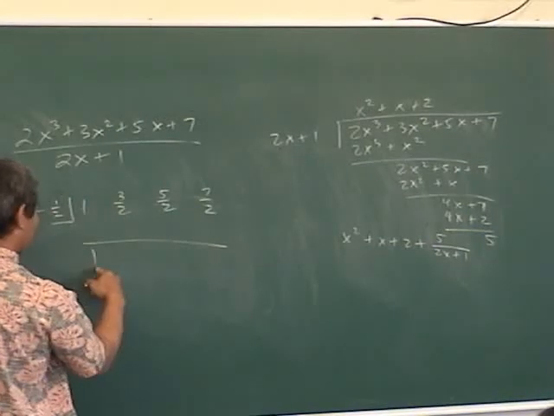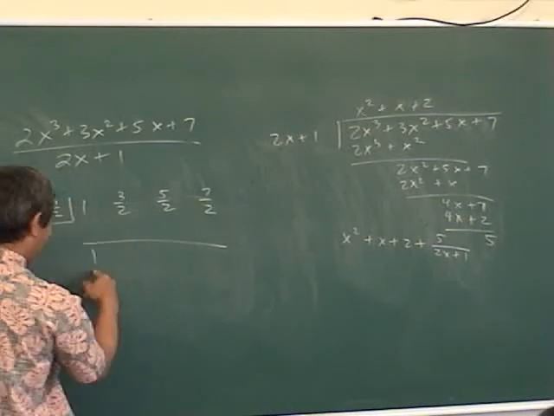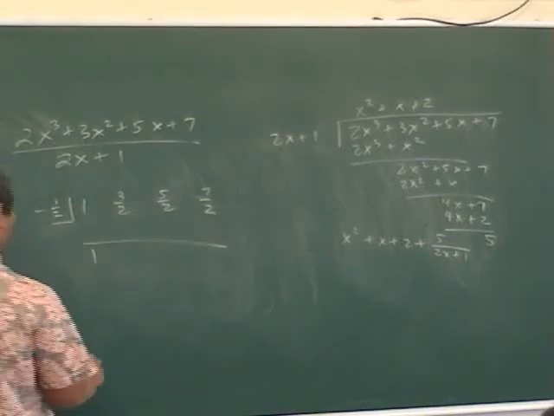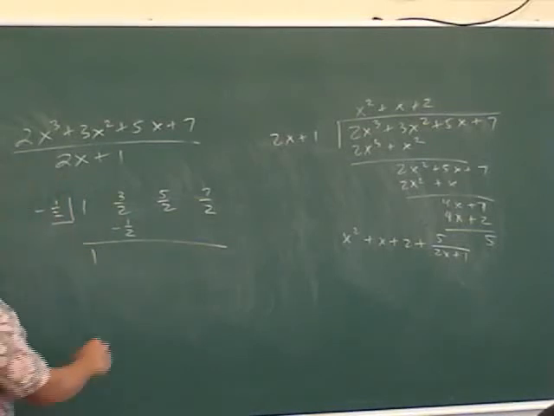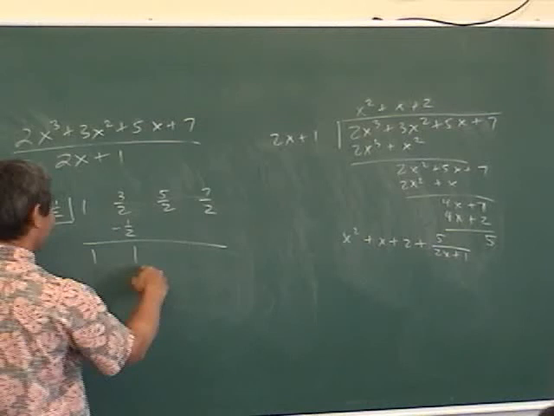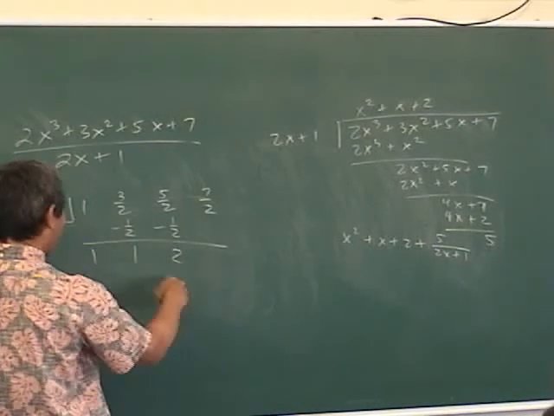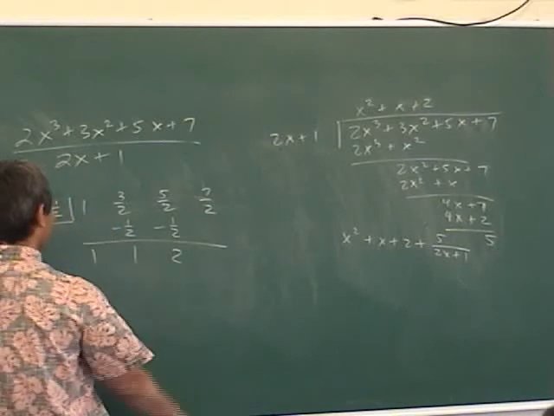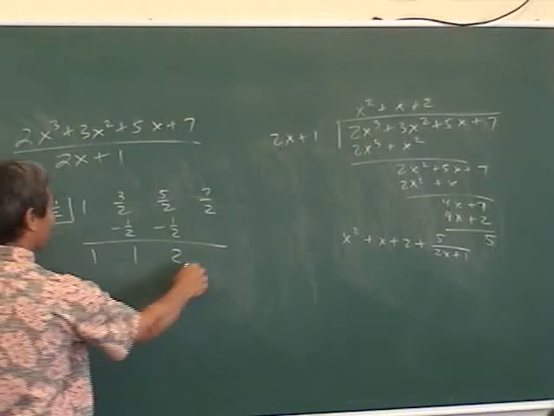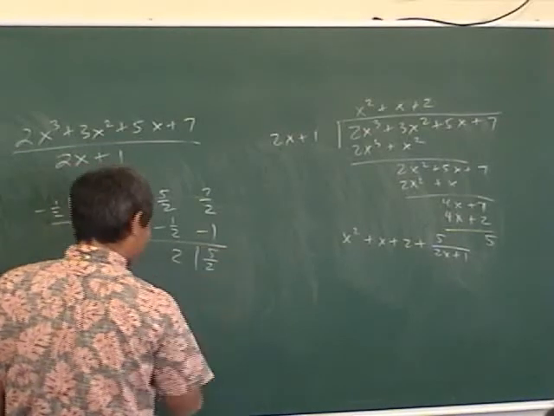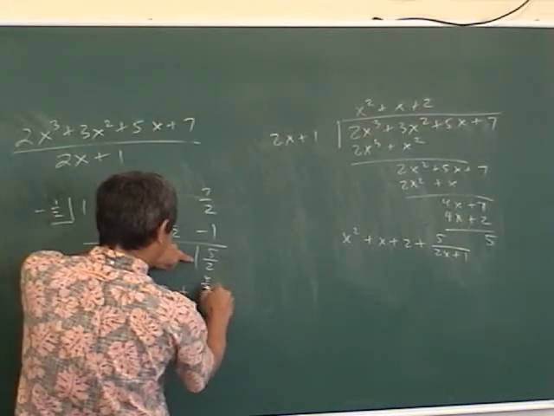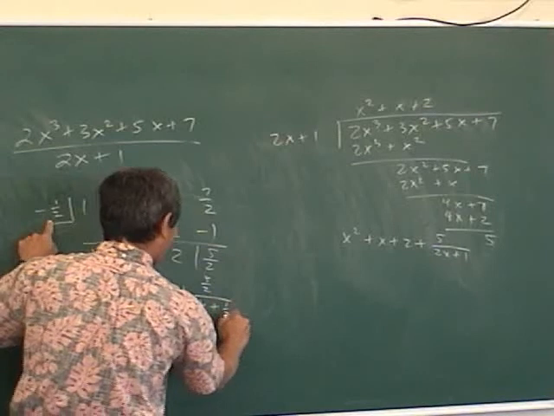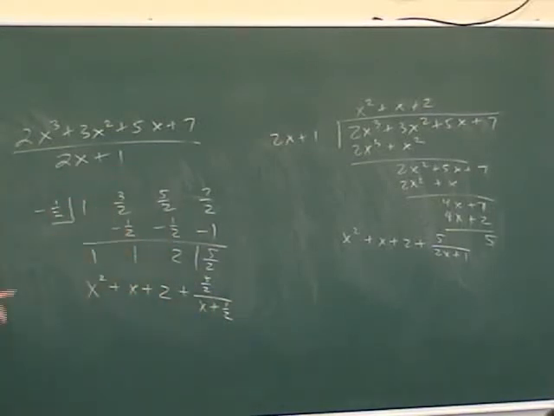Drop the 1 down, multiply. Multiply. If you cannot multiply by 1, just go home. Negative half, add. 1 more. 2. 1. 2. Who said 2? 1. Multiply. Add. 2. Multiply. No, multiply. Look. Add. No, 5 halves. So the answer is going to be x squared plus x plus 2 plus 5 halves over x minus the number in the box. That's your answer. Now, can you see that's exactly the same as that now?